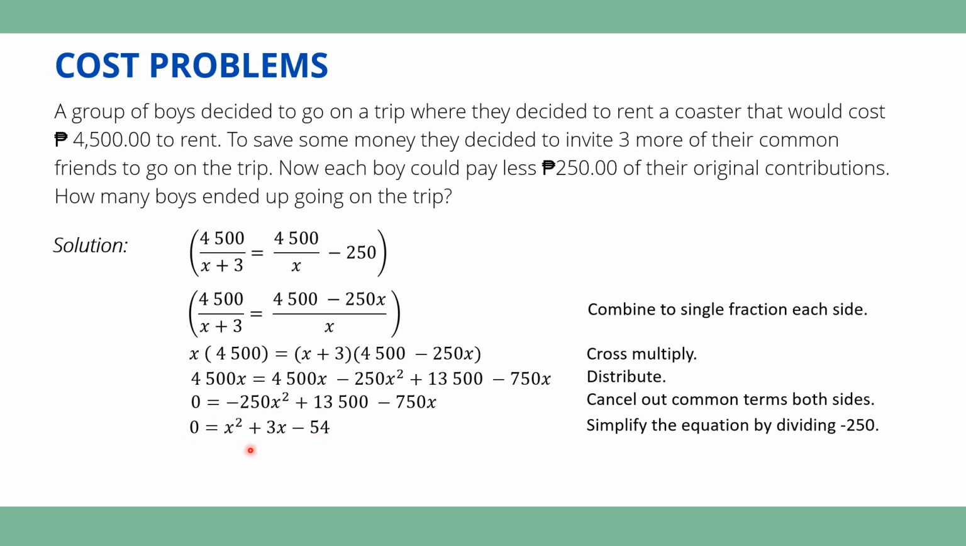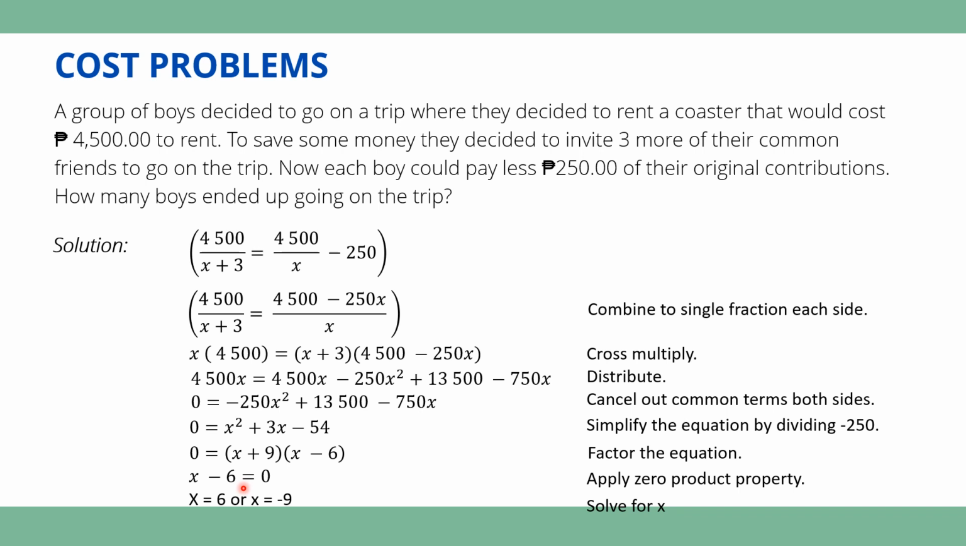And with this, you can now factor out your quadratic equation. So when you factor out x squared plus 3x minus 54, you will have 0 is equal to x plus 9 times x minus 6. Then, to solve for x, equate both these factors to 0 or apply the 0 property. So, mangyayari, this will be x plus 9 equal to 0, and this is x minus 6 equal to 0.